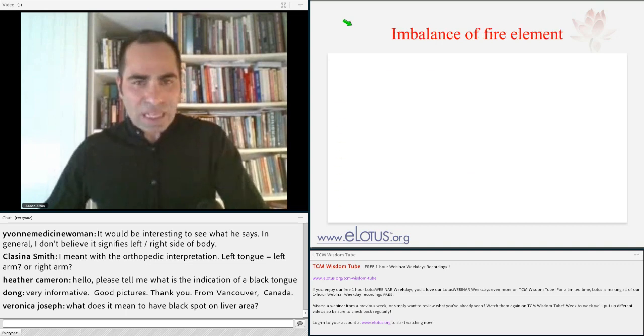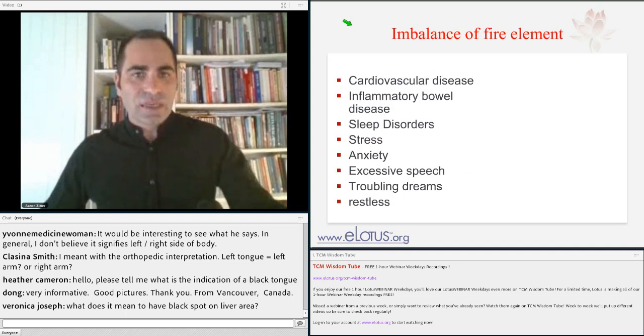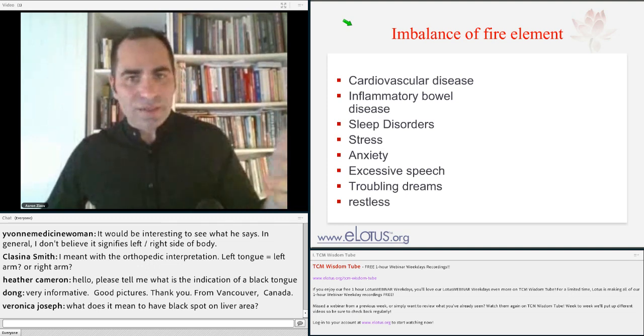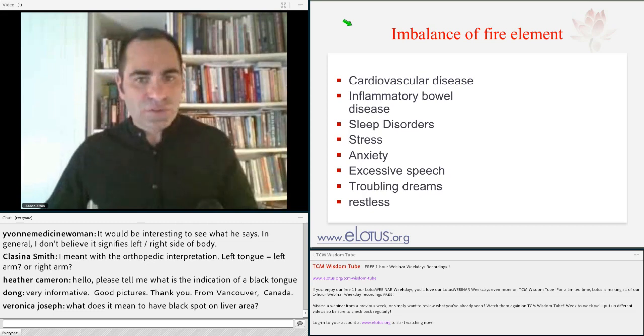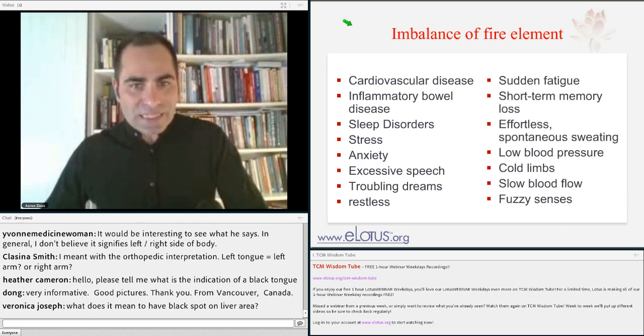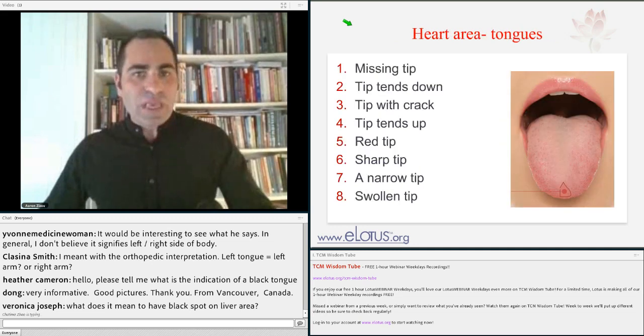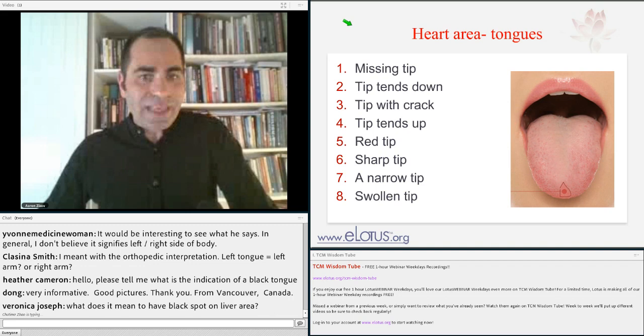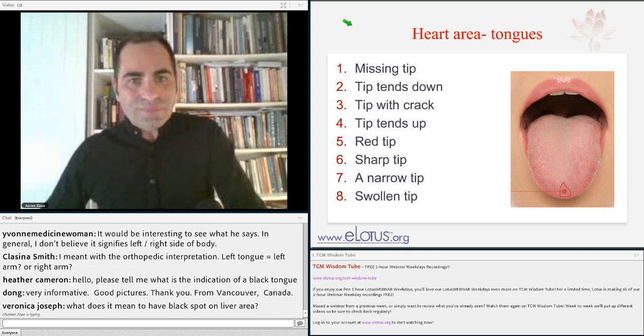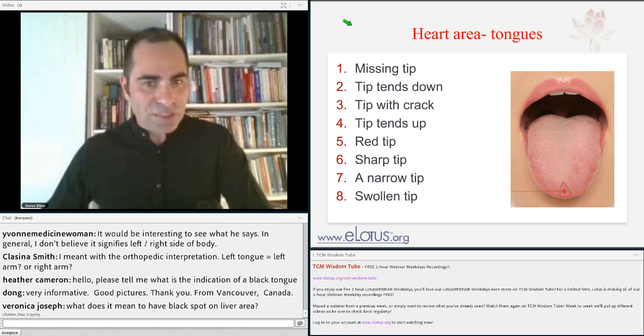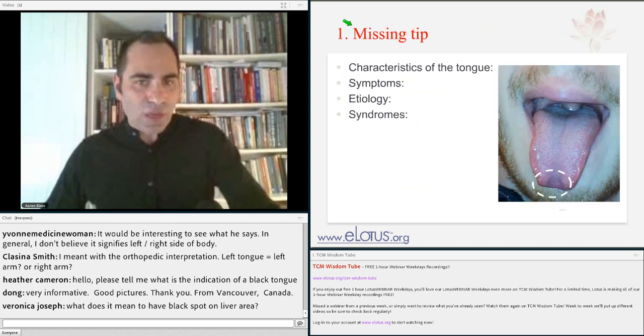So we have the heart and small intestine, but mostly the heart with the vitality of that, and all kind of imbalance of fire element, which can be cardiovascular, sleep disorders, stress, anxiety, restlessness, blood pressure, and so on. So we have like 8 kinds of tips. When the missing tip, I will show that just on this. I have explanations or specific tongues on each one of these. So I will show it briefly.